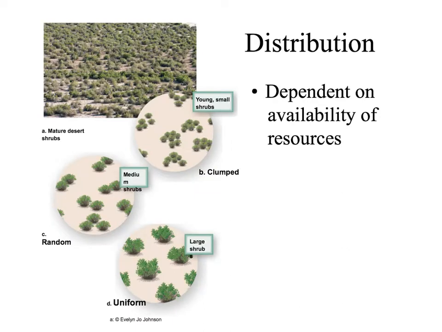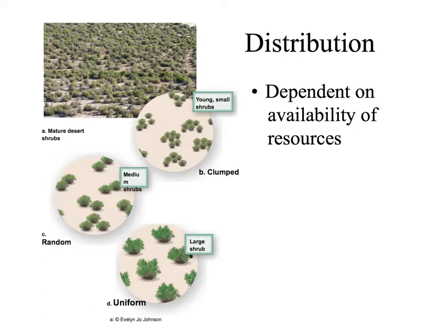Resources are the things organisms need to survive. This can be food or water. It can also be space, habitat. It can be nutrients or mates. Any substance or interaction that an organism requires to survive and thrive can be considered a resource. Distribution is dependent on the availability of resources.